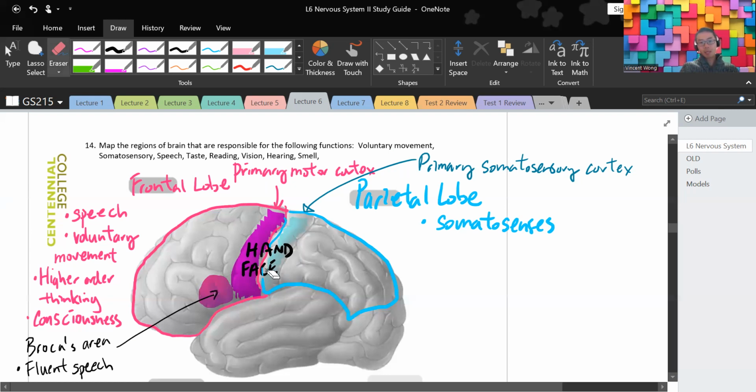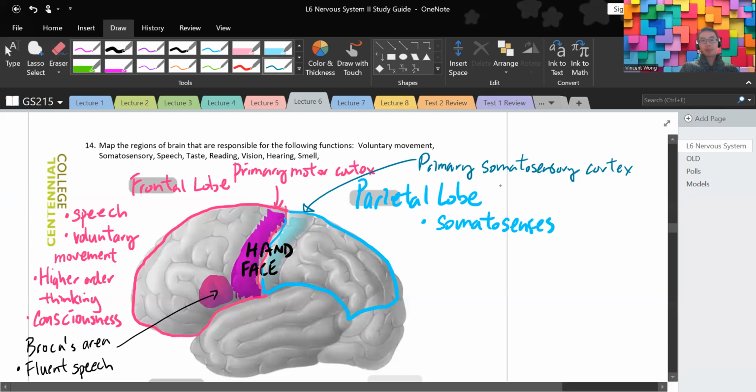If you damage this part, right here, then you won't be able to feel the right face. You can still move it, but you can't feel it. If you damage here, then you will feel it, but you can't move it, right? You might have seen some stroke patients with a droopy face. That's because this primary motor cortex is damaged for that side, and the muscle is no longer under their control, so it droops down.